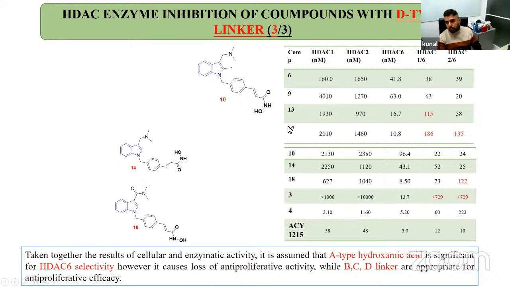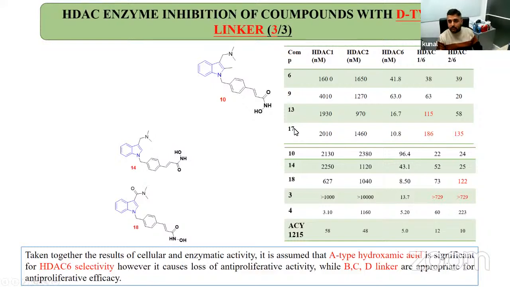Now compound number 17, if we talk about HDAC6 inhibition, it is very potent. More potent than 3, which was the lead structure in this series. And it was a matter of delight to see that compound 17 was also a very potent anti-cancer compound. So this study actually gave us everything. It gave us a more potent enzymatic inhibitor than tubastatin.